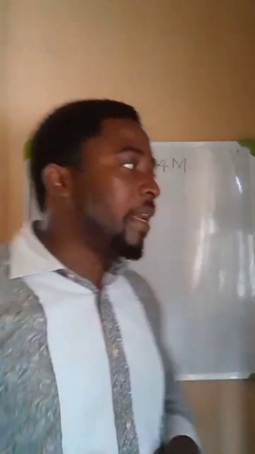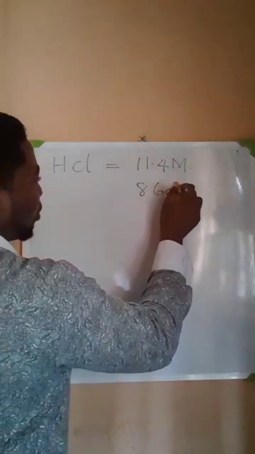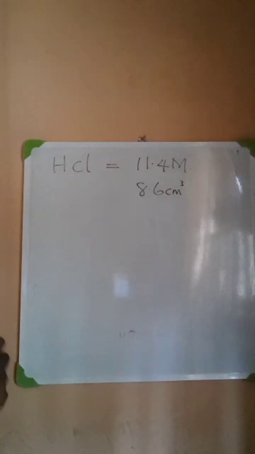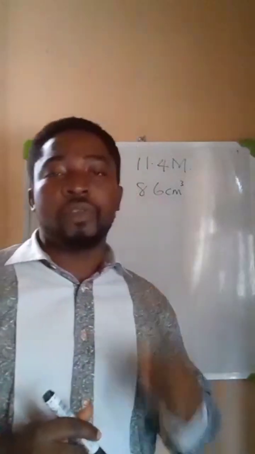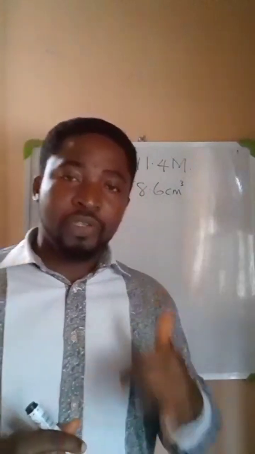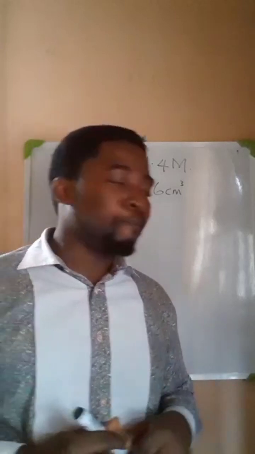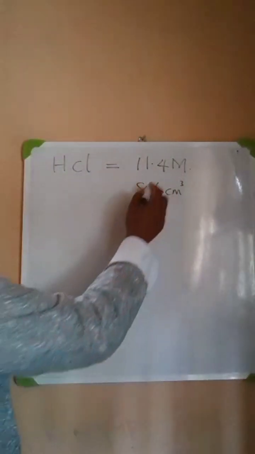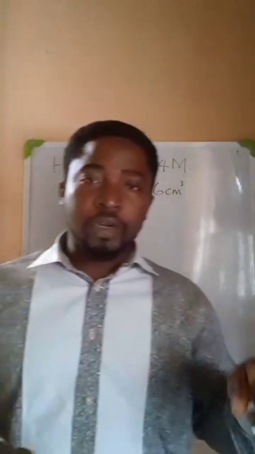Okay? Then in the question, you were asked to measure 8.6 cm³ of the stock solution and dissolve it in 1000 cm³ of the solution. 8.6 cm³ of the stock solution is to be dissolved in 1000 cm³, or 1 liter, of the solution. Now, with these values, we can obtain the expected concentration of solution A, which we are going to use in the volumetric analysis.